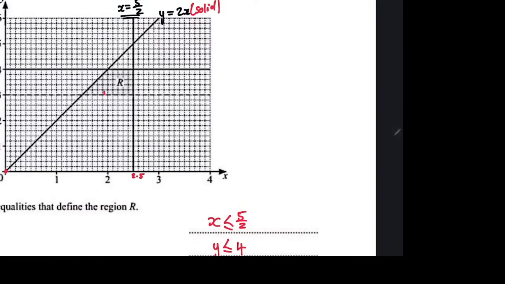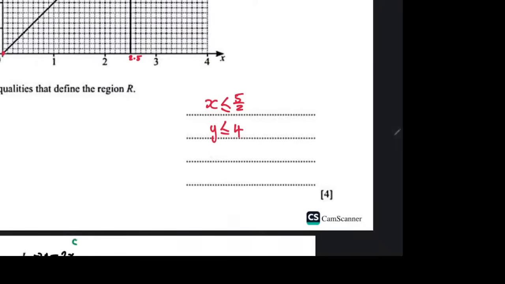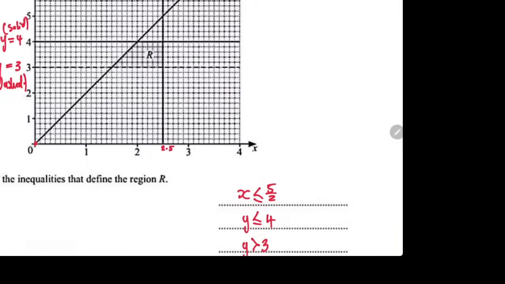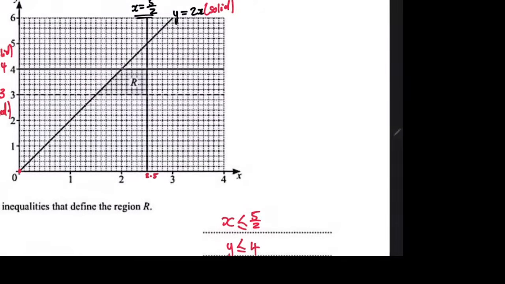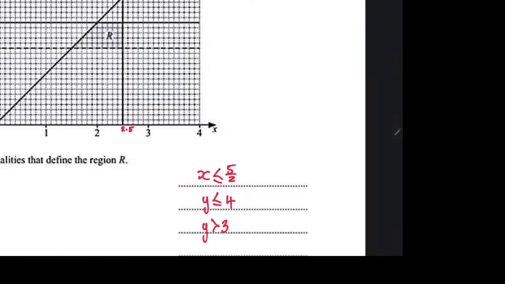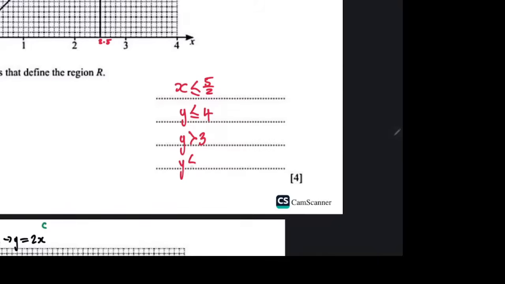Region R is above the line y equal to 3. So you say y is greater than 3. You don't say or equal to because it's dashed. Then it's below this line y equal to 2x. So y is less than, or equal to because it's solid. Y is less than or equal to 2x.